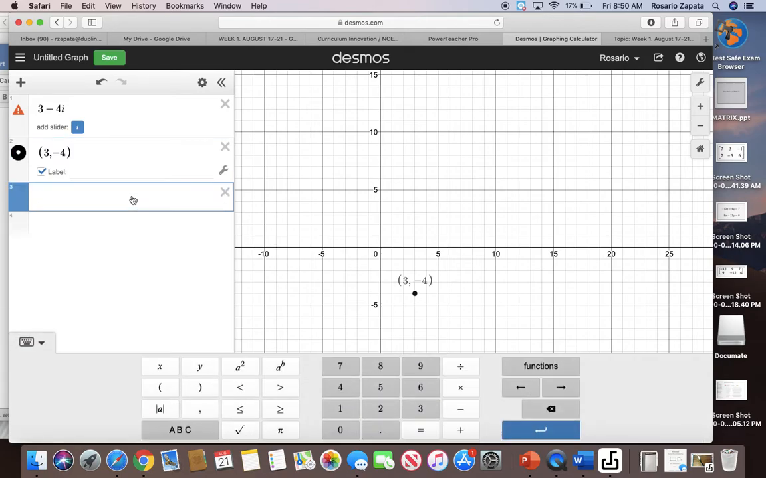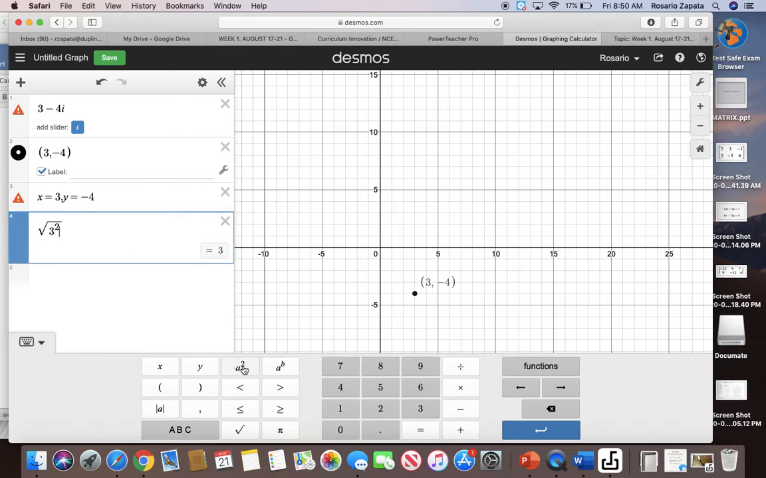All right, so our x is 3 and our y is -4. All right, now we want to find the magnitude. That would be the distance from 0 to the point itself. And we will make use of the Pythagorean theorem, which is x squared plus y squared taken as a square root. So what we do is to square 3.